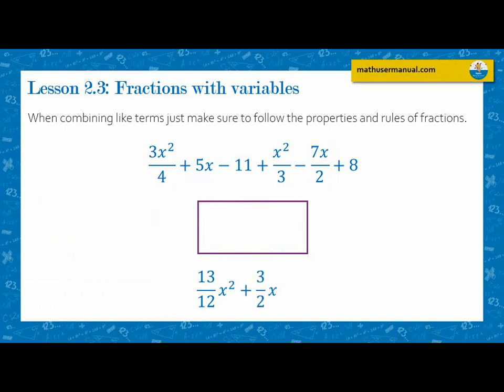Finally, the last like terms are just the constants, which is negative 11 and positive 8. We just add them. There are no variables there to worry about. So minus 11 plus 8. Remember rules of signs. The negative 11 is bigger. So this turns into negative 3. And this is our answer. This is our simplified equation after we combine like terms. Even though we had fractions, it's the same procedure we learned. We just have to apply the properties of fractions.